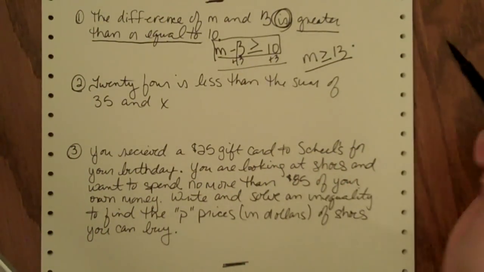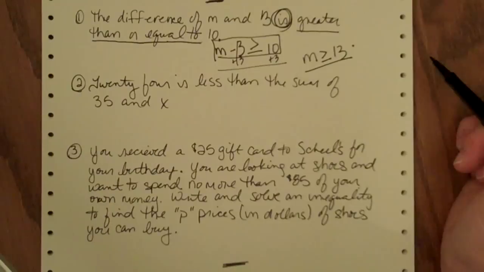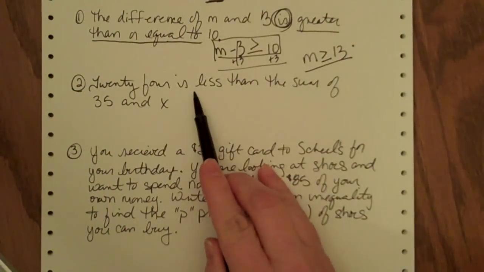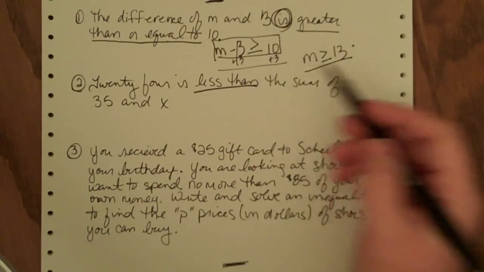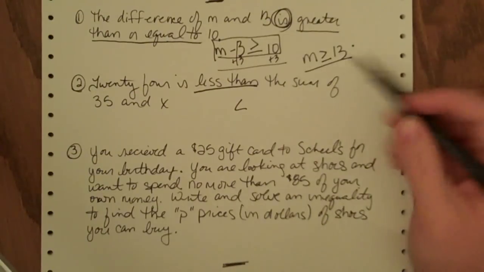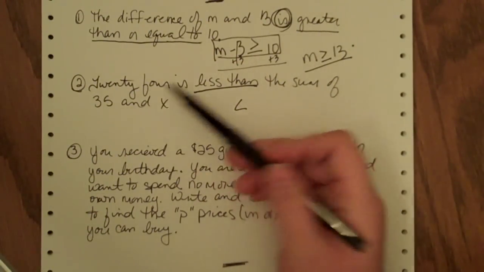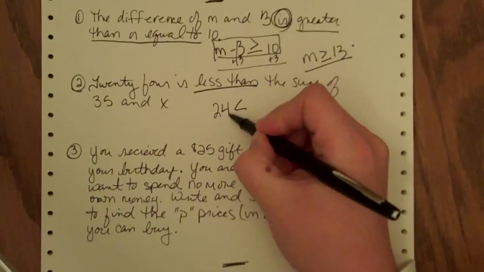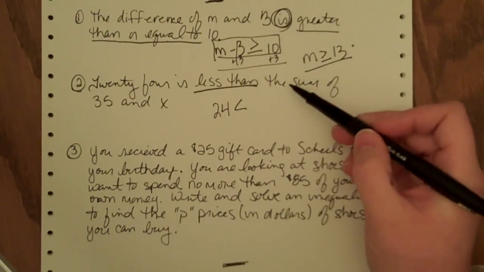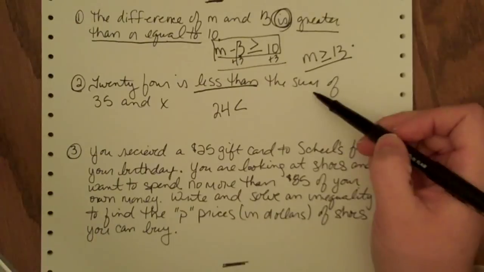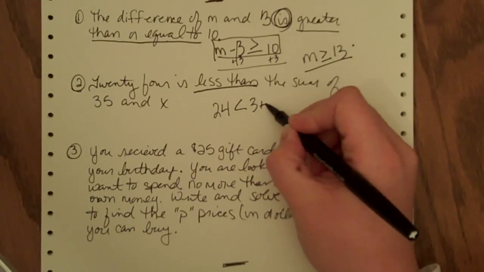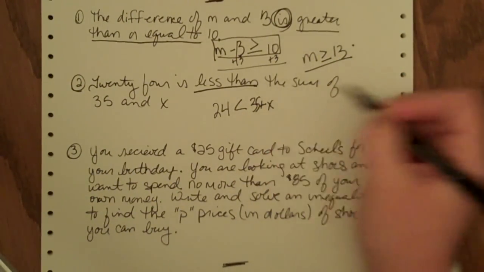24 is less than the sum of 35 and x. So again, we see that word is, and right after that, less than. So we know that our symbol here is going to be less than. Well, what do we have before the words less than? The number 24. So that will come before the symbol in the inequality statement. After the words less than, we have the sum. Sum means addition. The sum of 35 and x. So we're going to add 35 plus x.